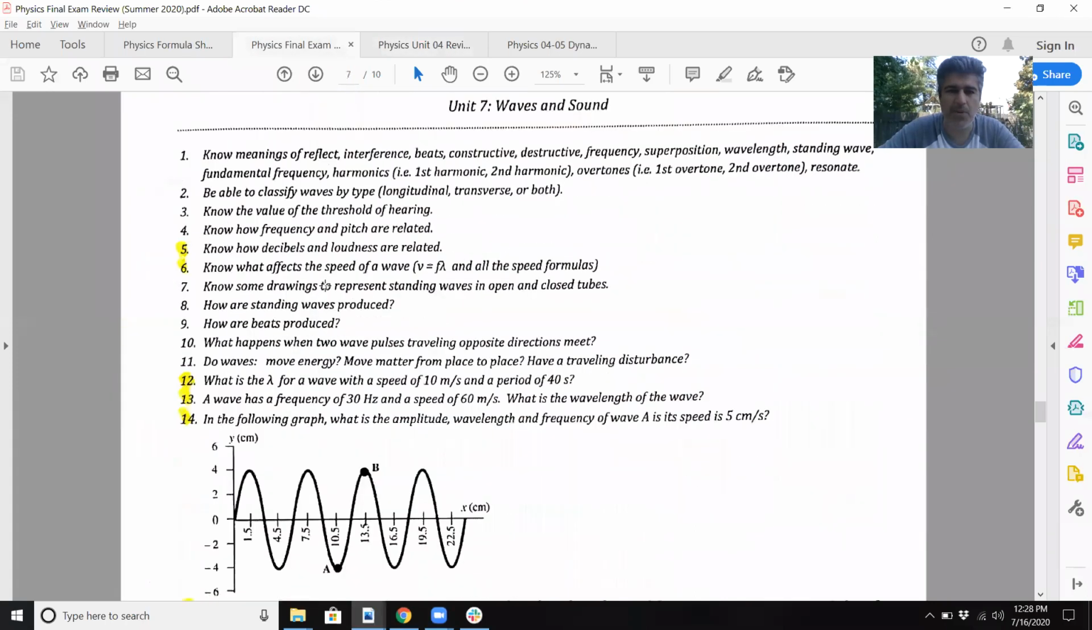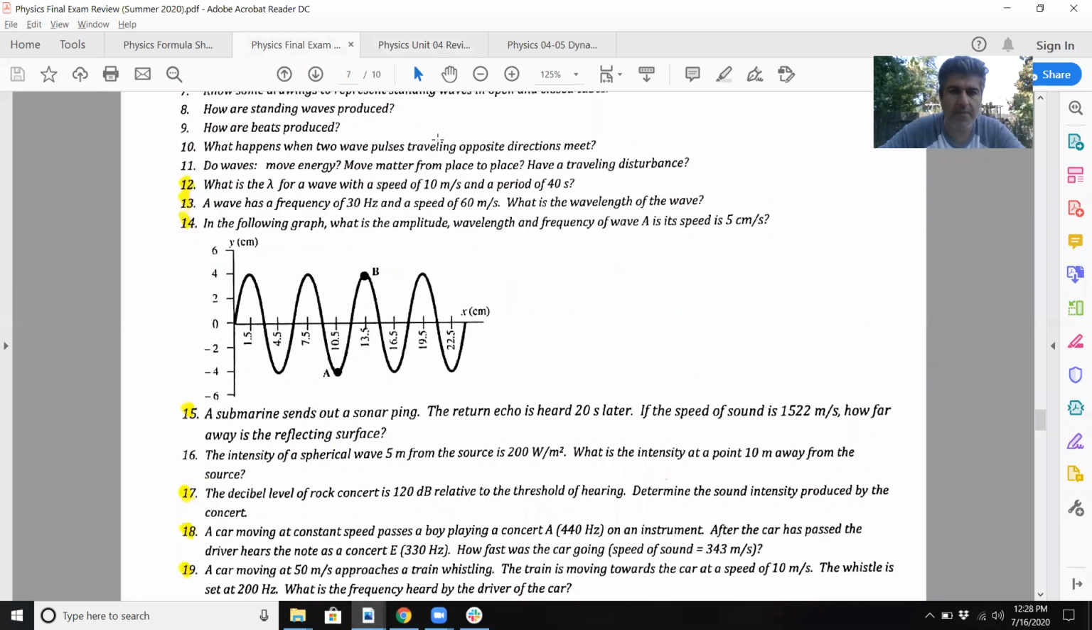Waves is not much. We didn't do too much there. I'm only going to put 2 multiple choice questions on the final exam from this unit. Do expect 1 question among those 3. So something very simple, like I'll give you the wavelength or the period or the speed, and you've got to find the frequency or something like that. So that shouldn't be too bad.